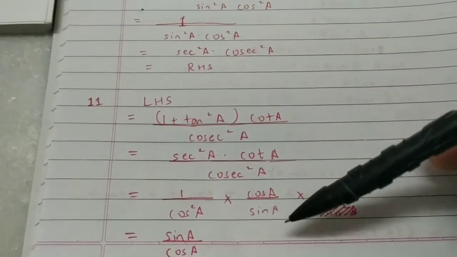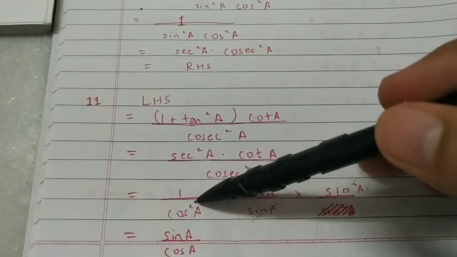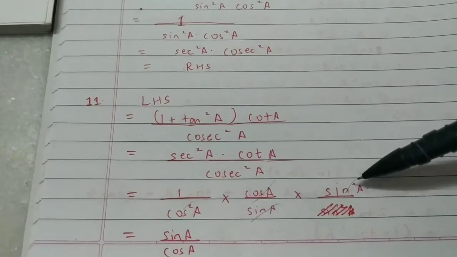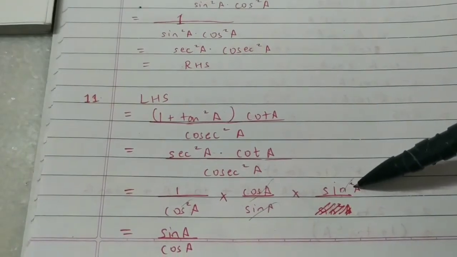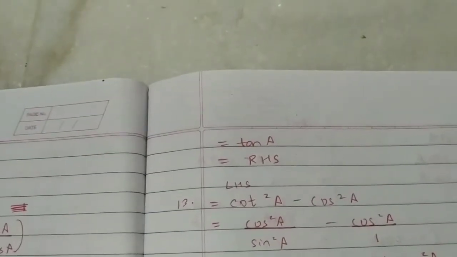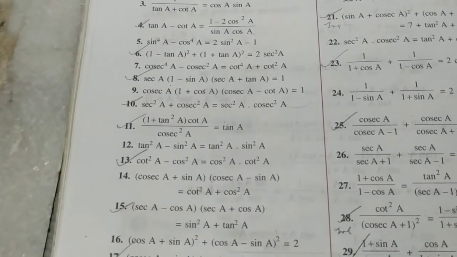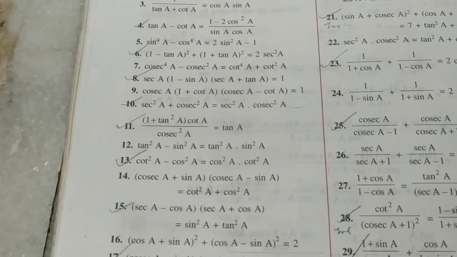And now reduction. Sine A cancelled, cos A cancelled, but 1 cos A remains here and 1 sine A remains here because there is a square here. So that's sine A upon cos A, which is nothing but tan A, and that's the RHS. Next, the 13th sum. Cot square A minus cos square A is equal to cos square A dot cot square A.